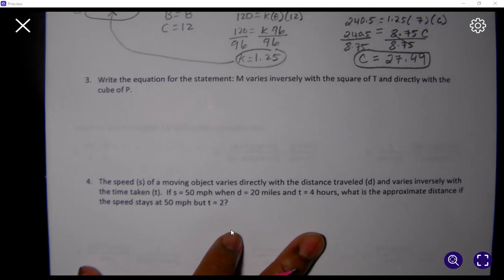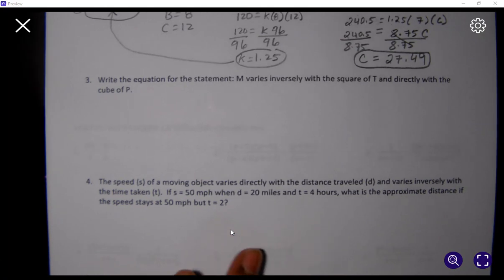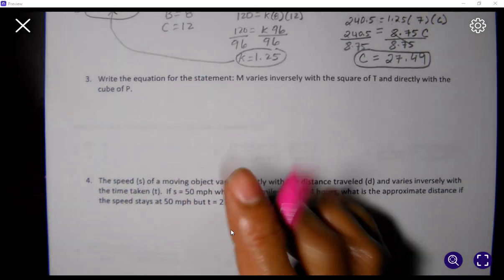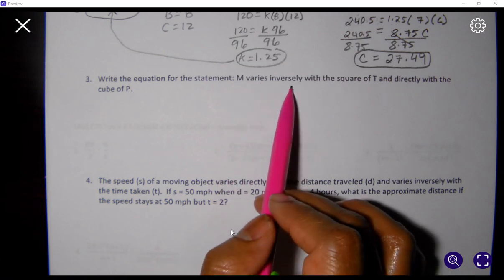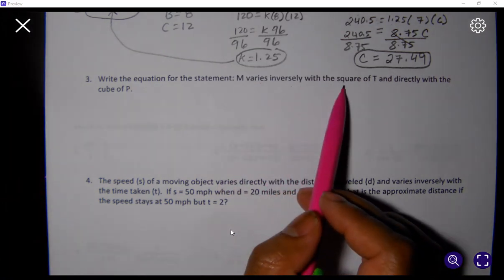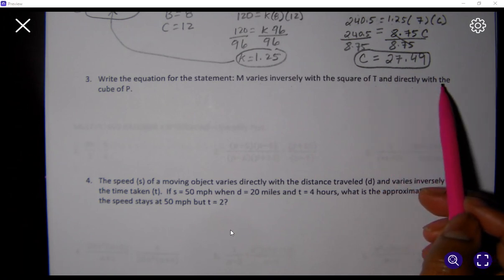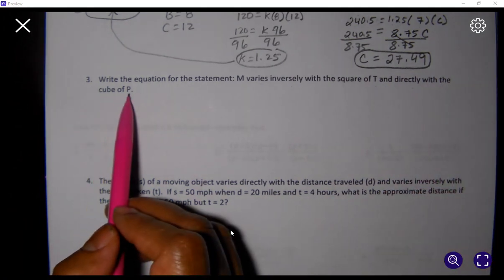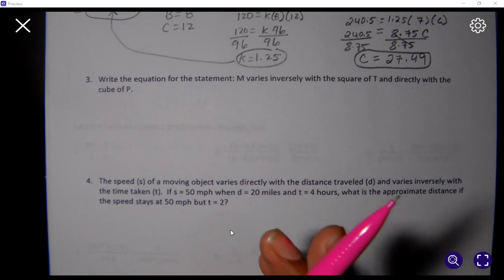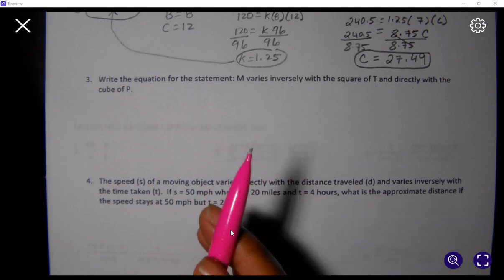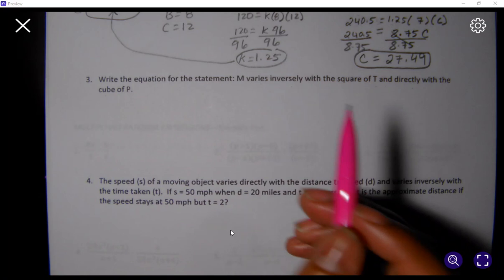3 more problems. It says here, write an equation for the statement m varies inversely with the square of t and directly with the cube of p. So this step is just asking us to write an equation, which is good practice. This is just like page 1.